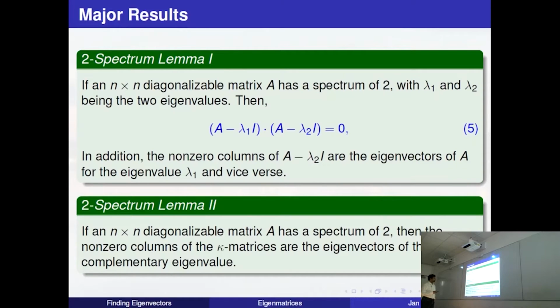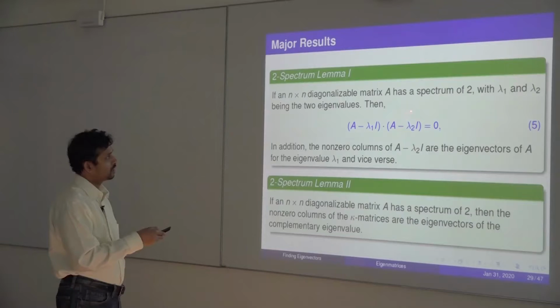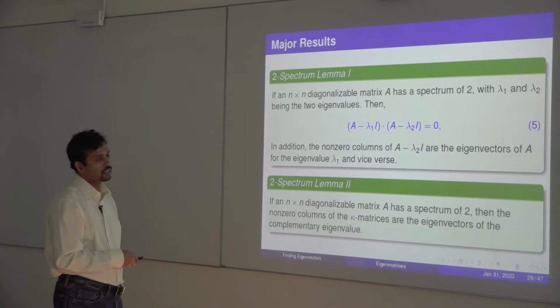And that's the key result for why we can find the eigenvectors the way we find them. Because the product is 0, you can consider these as columns. If you pick a column as a vector and multiply this matrix with that vector, it's equal to 0. In other words, that's an eigenvector of lambda 1. You can pick any column here, and when you multiply you get 0. So any non-zero column of this is an eigenvector of that.